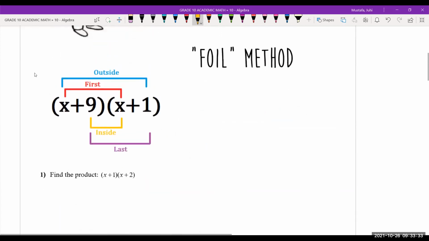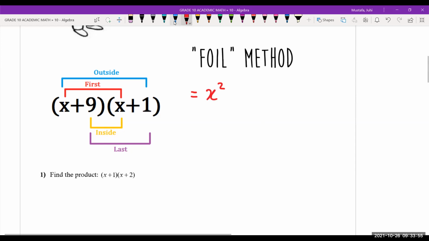Okay, so let's use the FOIL method and try to multiply the binomial x plus 9 times x plus 1. I like this one because you can clearly see first, outer, inner, last. So we're going to multiply our first two terms, which is x times x. What is x times x going to give us? Freya? It's going to give you x squared. Good.